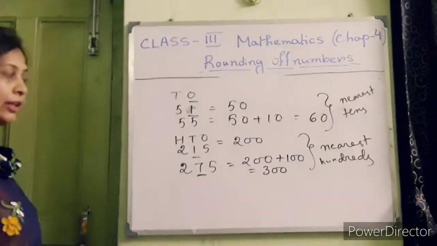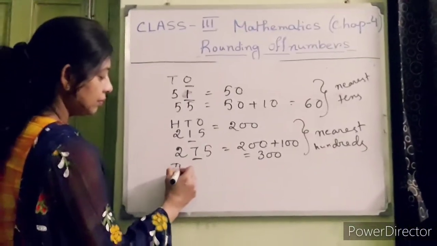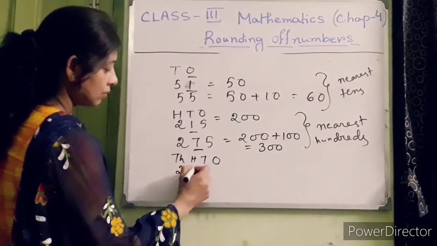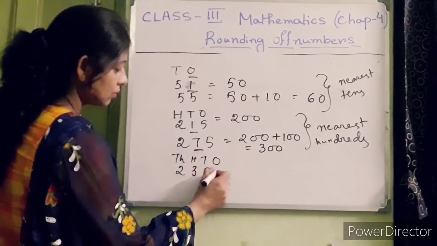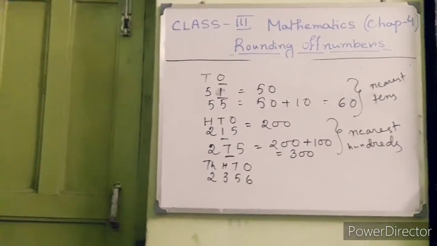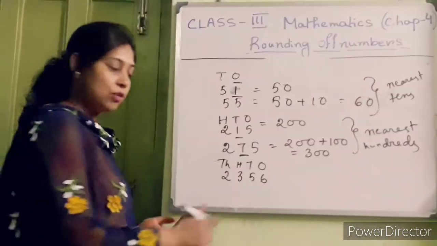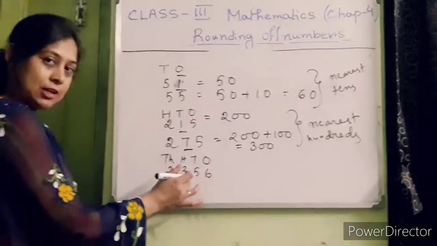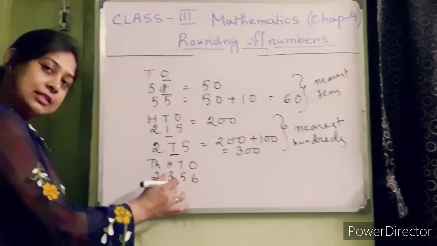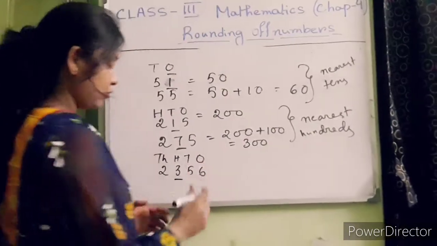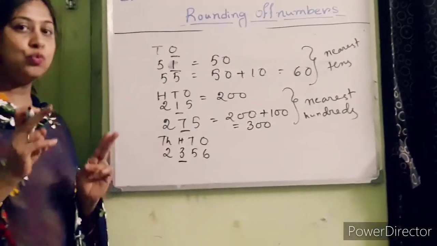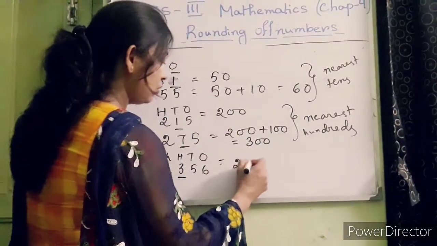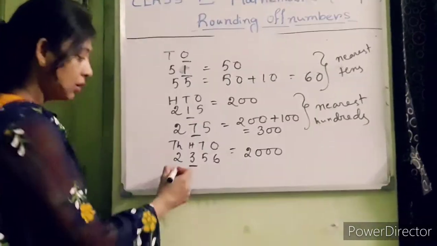Now coming to the nearest 1000. For rounding to the nearest 1000, first you will observe which digit is present in the 100 place. So 3 is present in the 100 place. It is less than 5. So you have to put 0 in the 100, tens and 1 place. So your answer will be 2000.